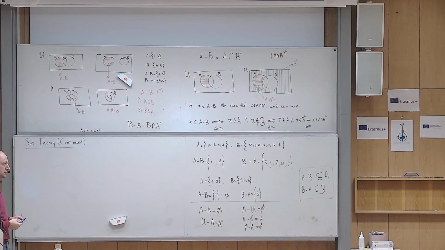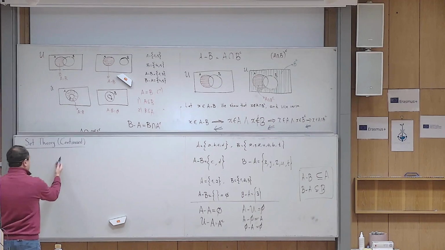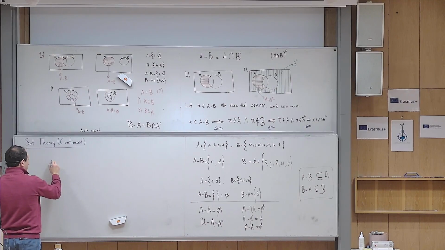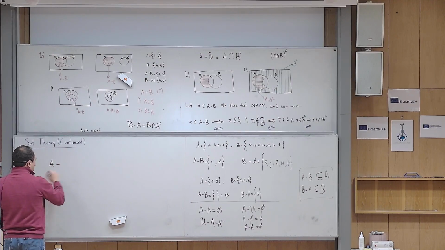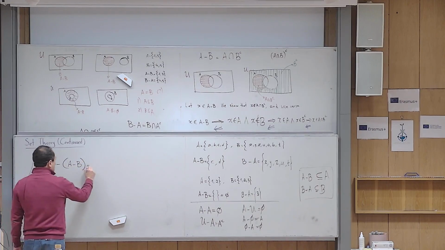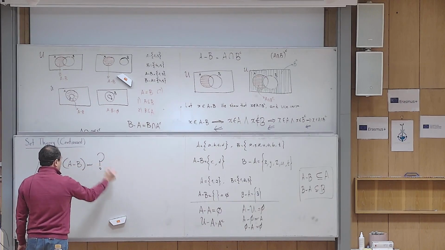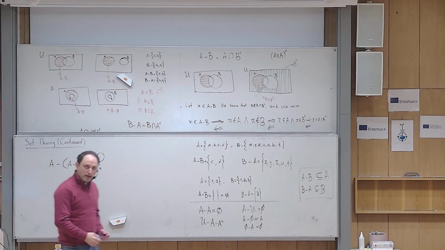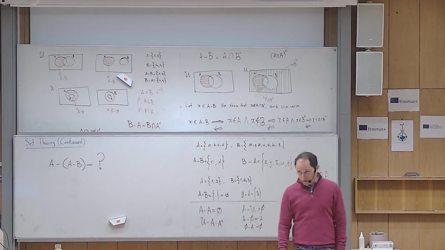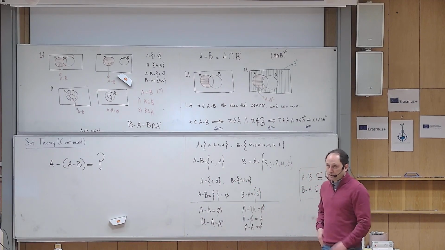The interesting question is, I think this is a good question. I give you two sets. I want you to imagine it. I want you to answer this by imagining it on a Venn diagram. A minus (A minus B) is equal to this. First imagine it, and then I want to prove it for you using the rules of set algebra.